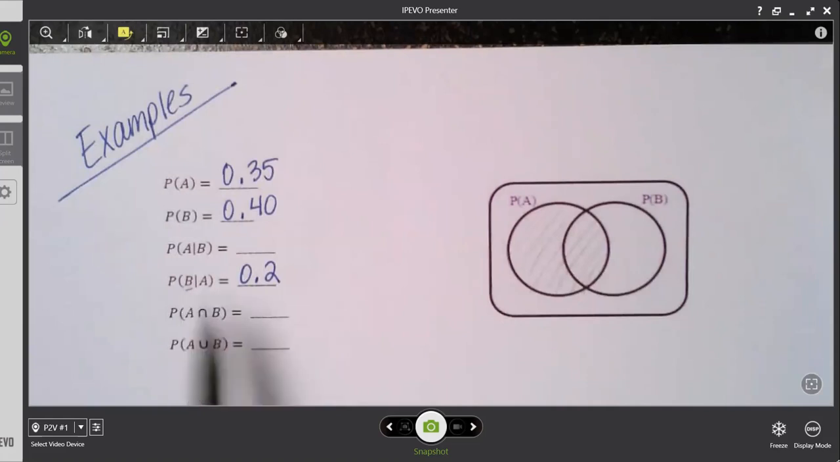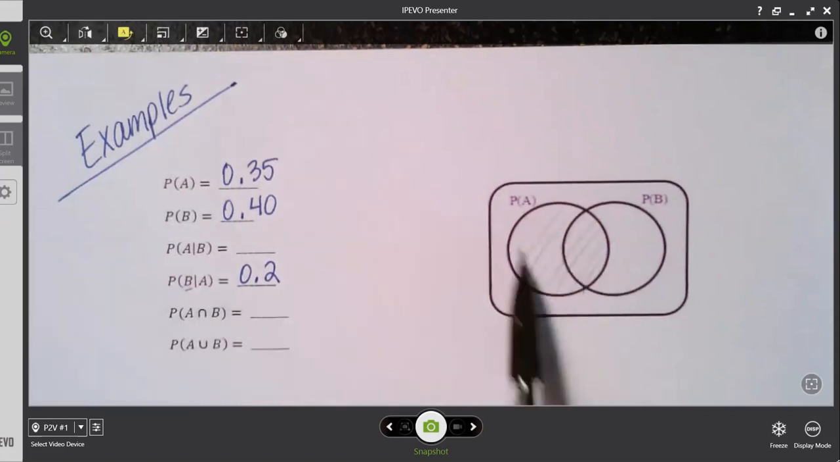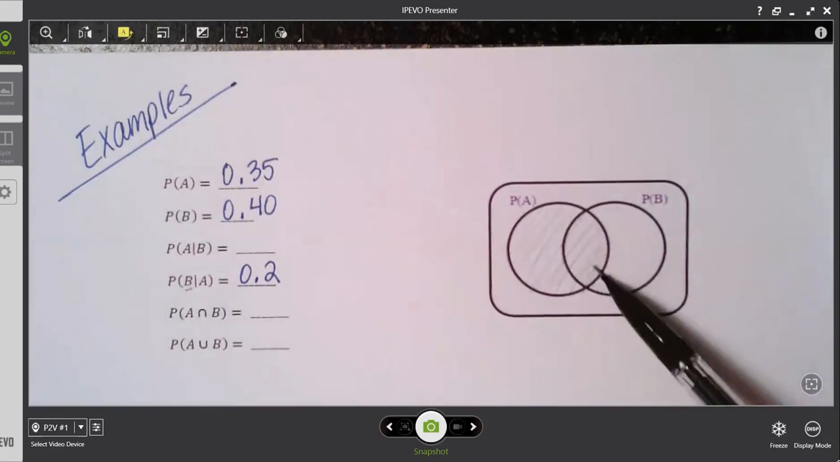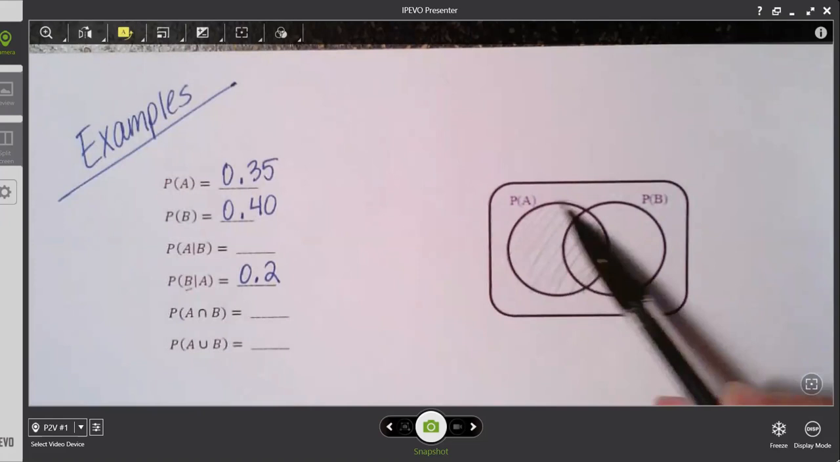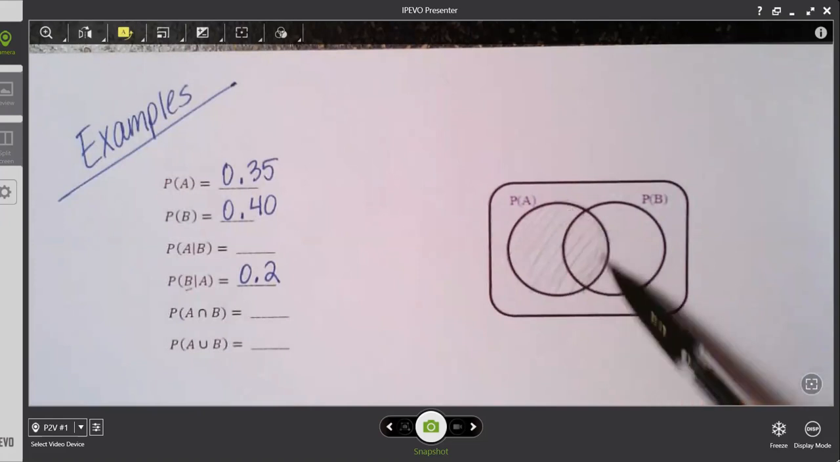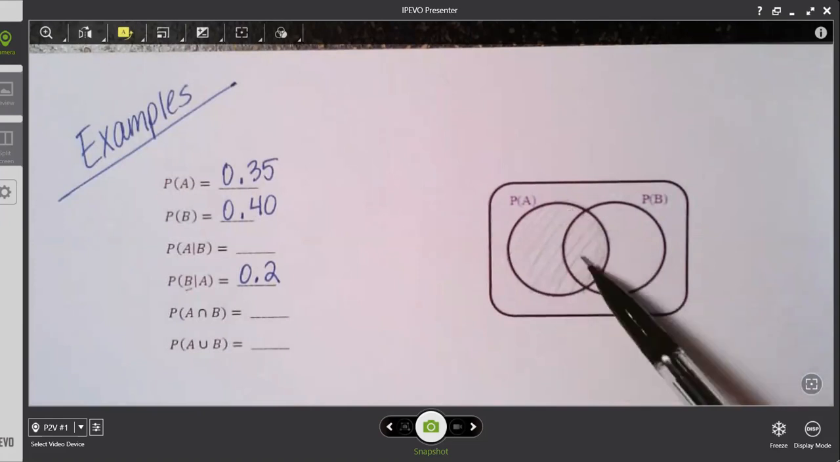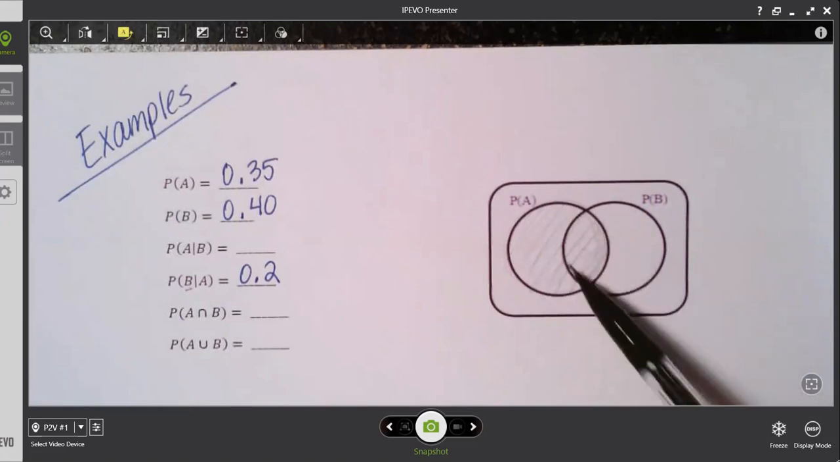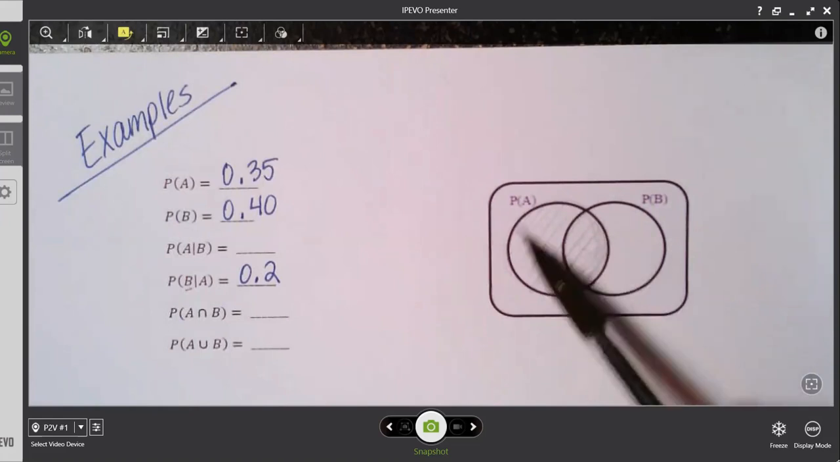Well, the only part of this entire circle that's in B is right here. So it's the probability of being in here out of this whole thing. Now, that doesn't mean you can just put a 0.2 there. They're saying that whatever goes there over the whole thing is 0.2. In other words, this part is 20% of the entire circle A.